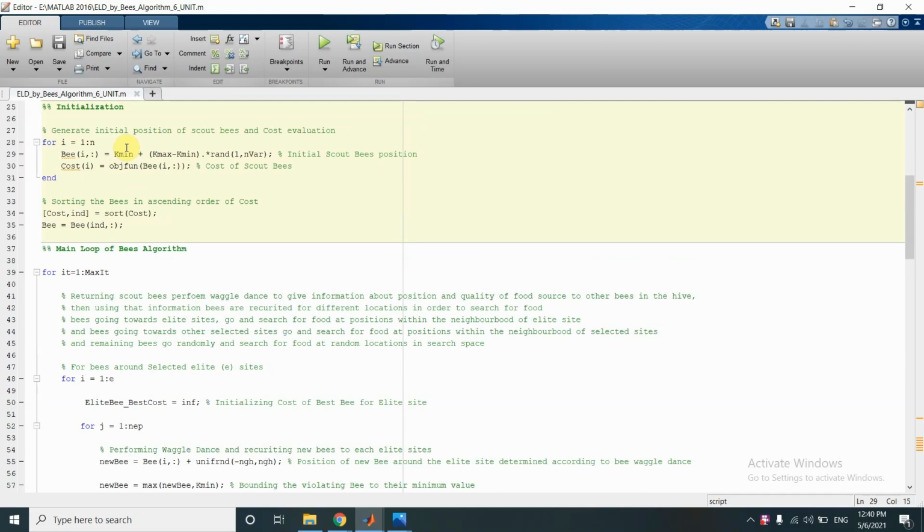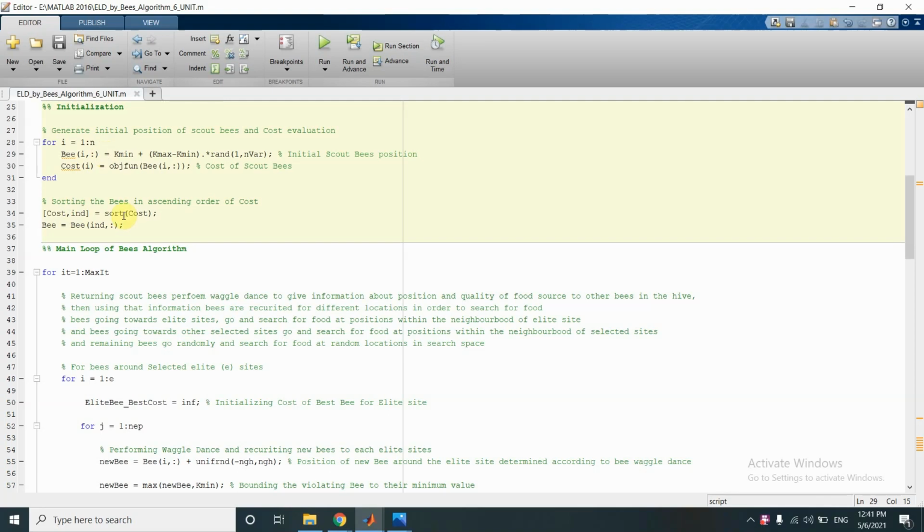Then once we have generated the random position of the scout bees and evaluated the cost at those positions, we sort the cost in ascending order so that the least cost, or we can say the best cost, is higher up and the worst cost is lower down. This is done because at each iteration we want to find the selected sites, and among those selected sites we further want to find the best elite sites.